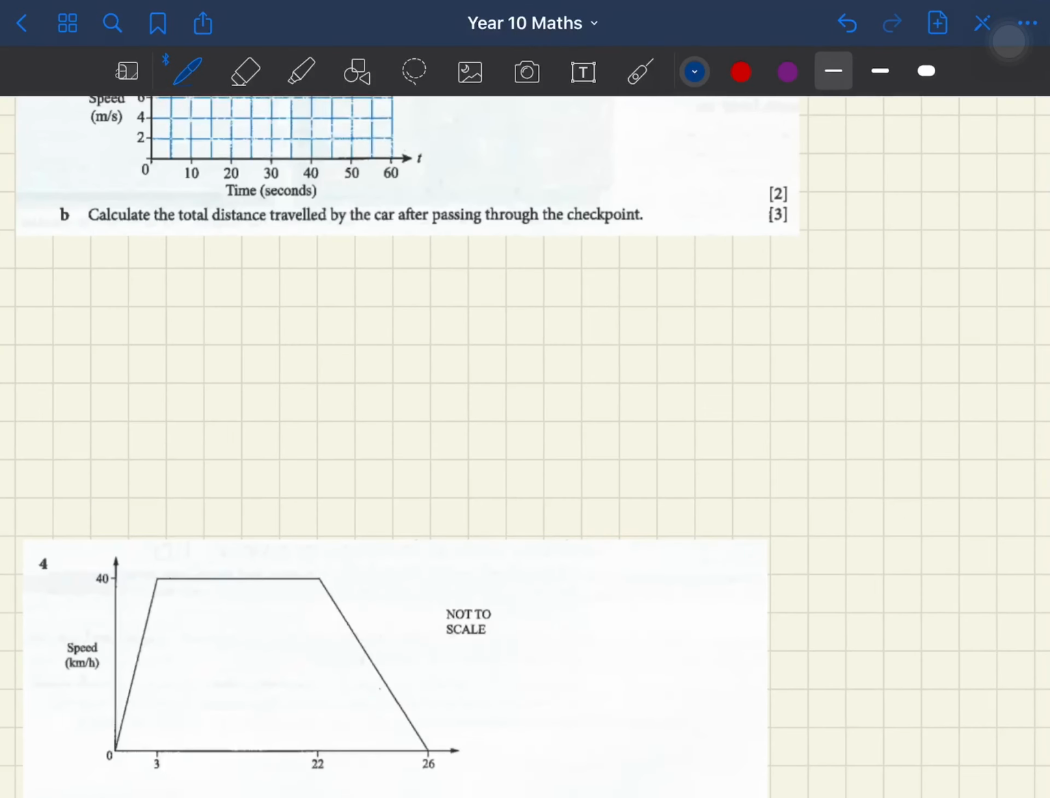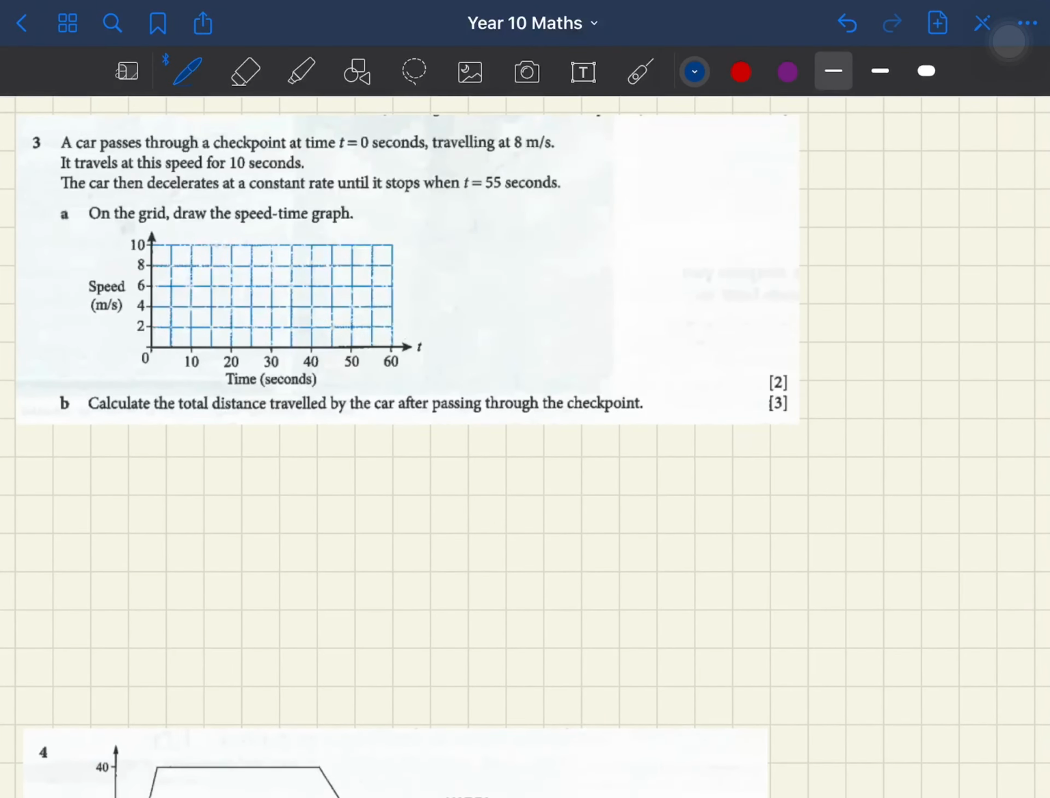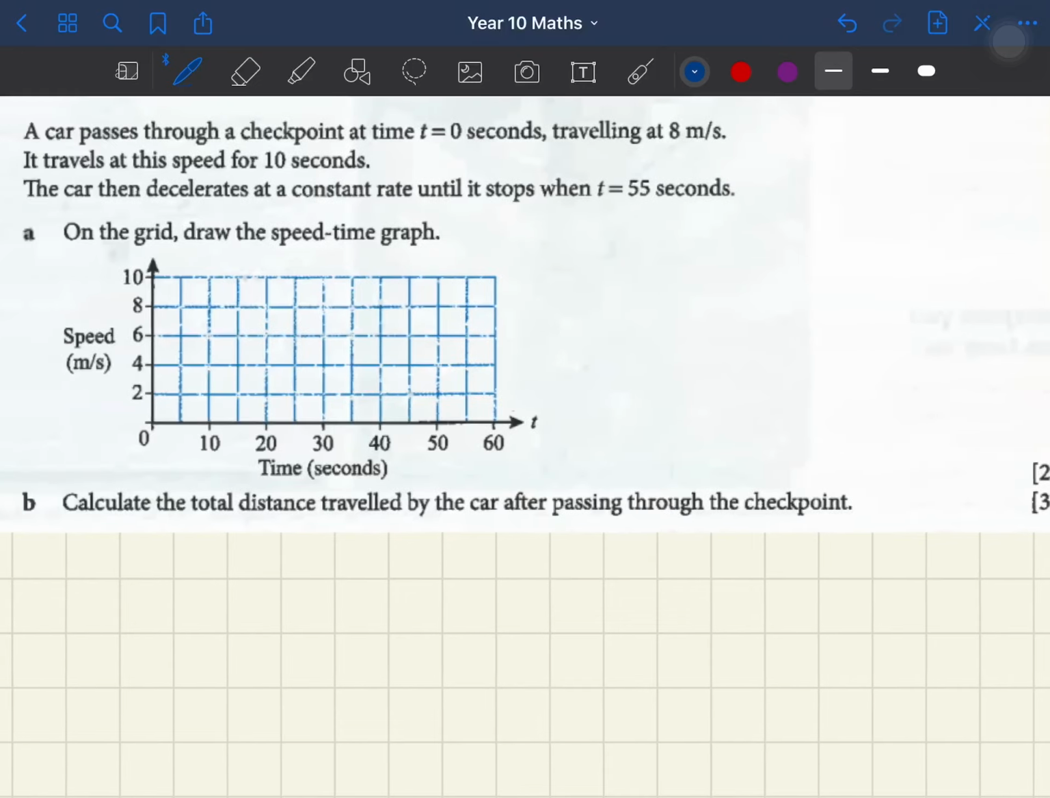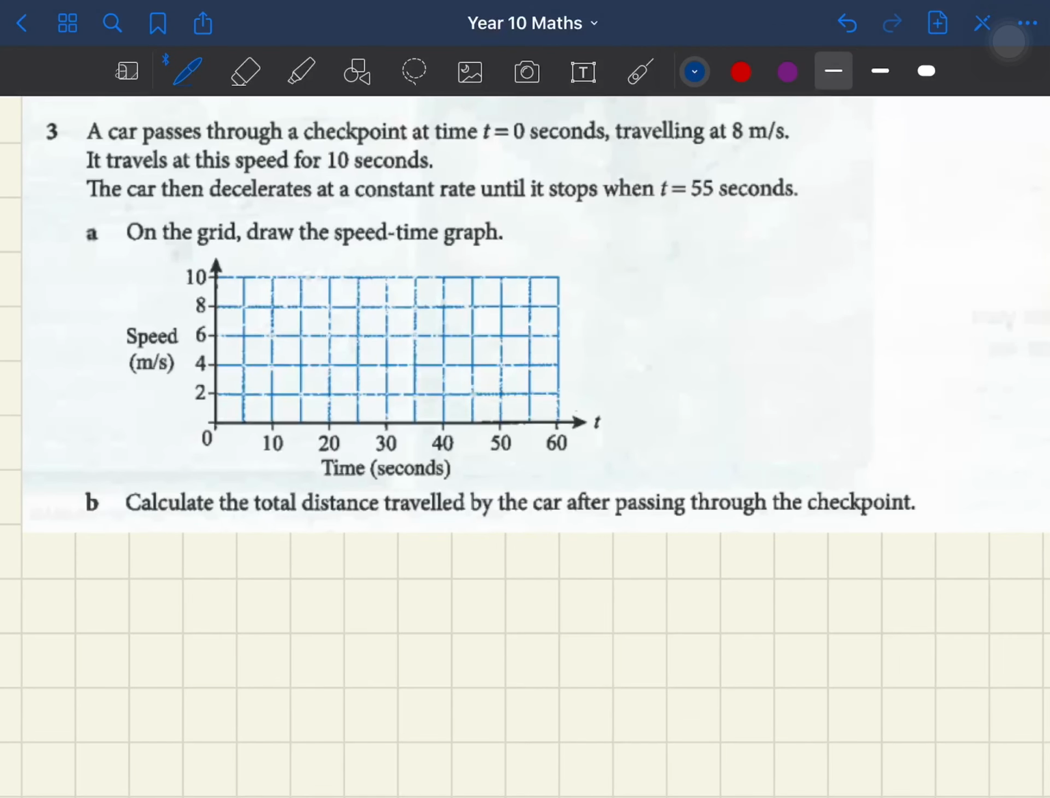Next, what do we have next? We have a car passes through a checkpoint. Okay, this is about a speed time graph. We have to read this very carefully, because we have to draw the graph here. A car passes through a checkpoint at time 0 seconds, traveling at 8 meters per second. It travels at this speed for 10 seconds.